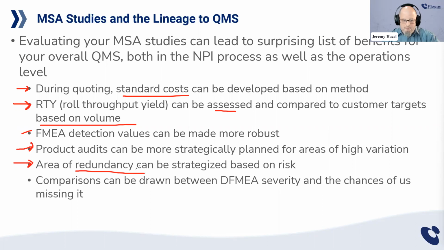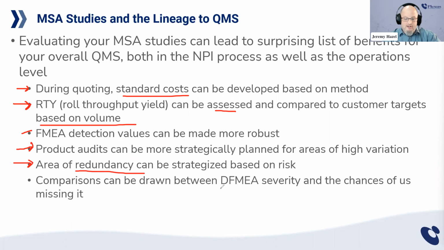If you know your miss rate is atrocious, you're going to have to put in redundancy. Or if you know that your false alarm rate is extremely high, you're going to have to put in redundancy to validate the parts that went into the scrap bin. Unless, of course, you're okay just wasting money.